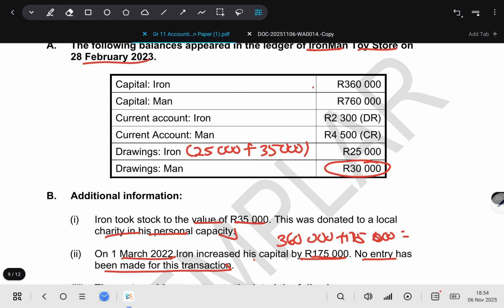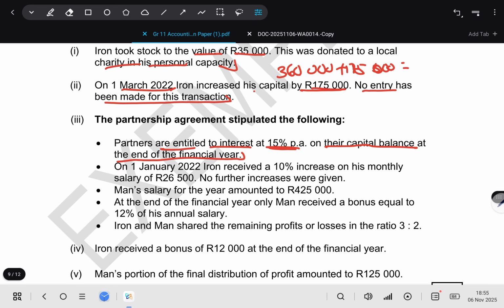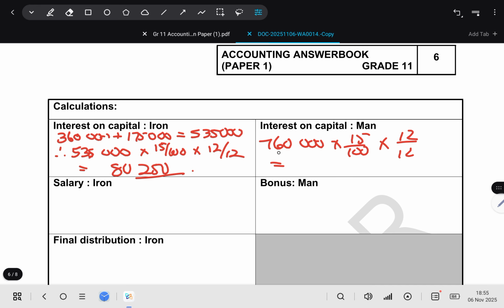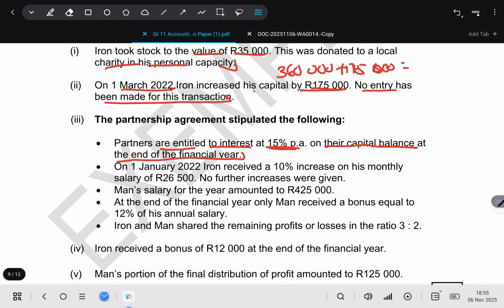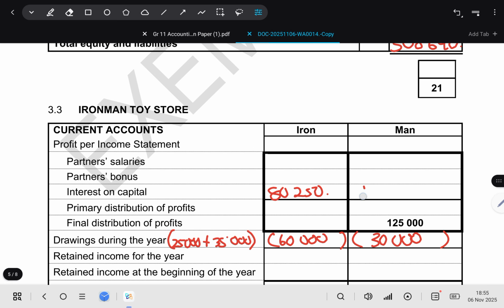So remember, his capital is 760,000 for men, and then the interest is 15,000. Let me see. So 760,000 multiplied by 15 divided by 100 gives us 114,000. So his interest on capital will then be reflected as 114,000. Very important for you to make sure that you show this as part of your workings.